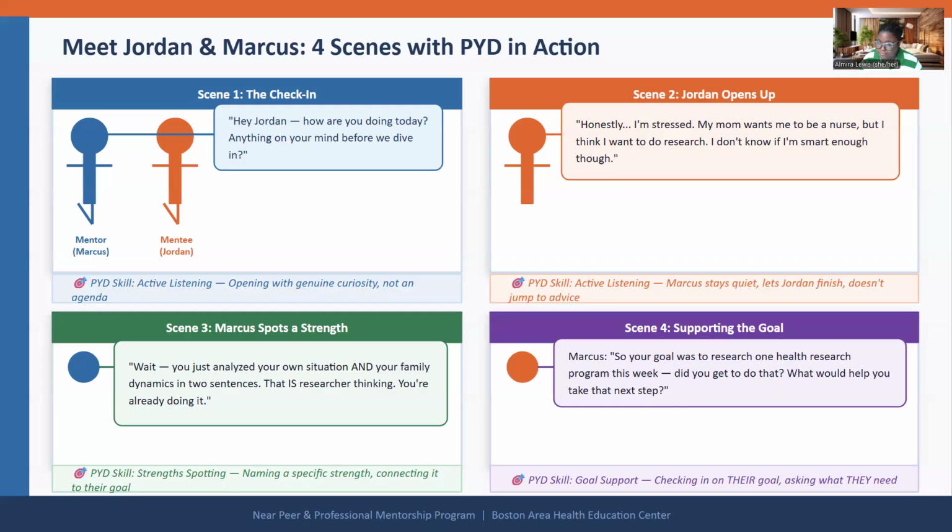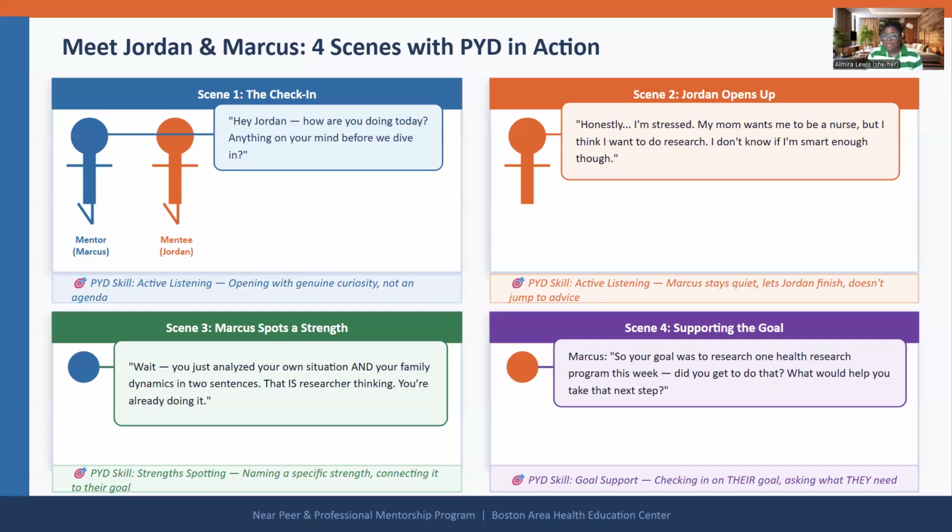And then Marcus says, so, and I apologize for giving Marcus the wrong color in scene four, but Marcus then goes on to say, so your goal was to research One Health program this week. Did you get to do that? What would help you take next steps? So also supporting his goal.